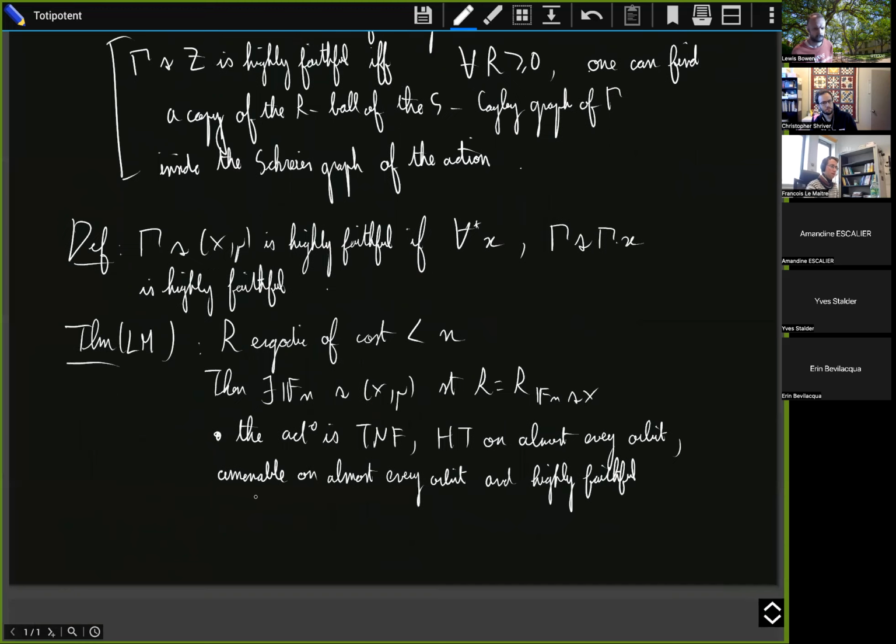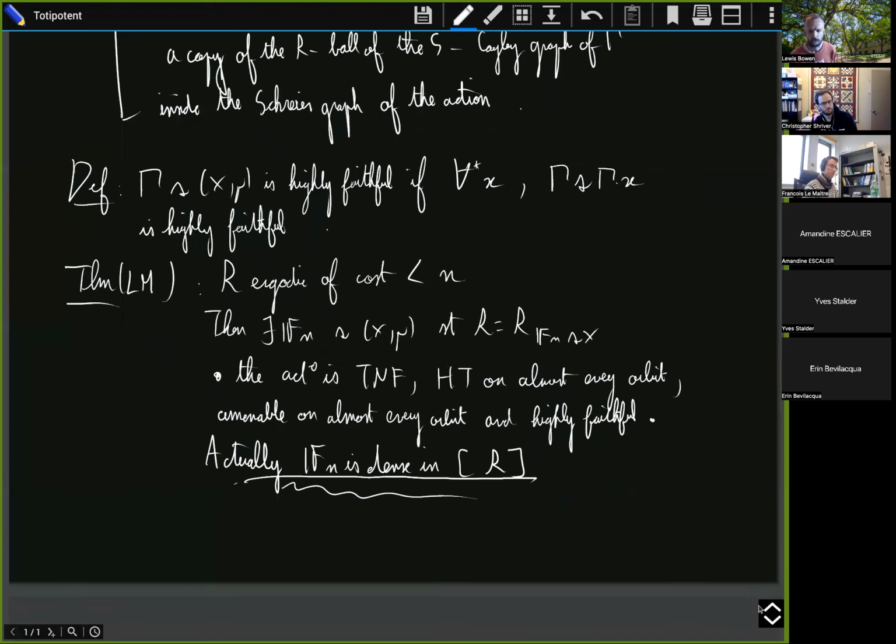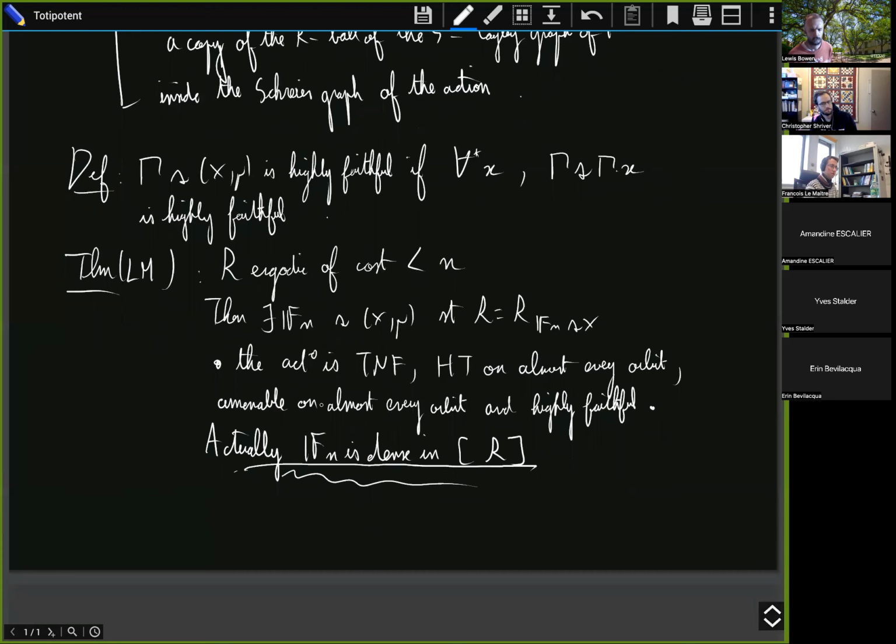All right, and now I can state the last piece of notation that I need to set up. So actually, Fn is dense in the full group of R. I need to tell you a bit more about this and tell you how it interacts with the conclusion that I've made. So, okay, let's talk a little bit about full groups.